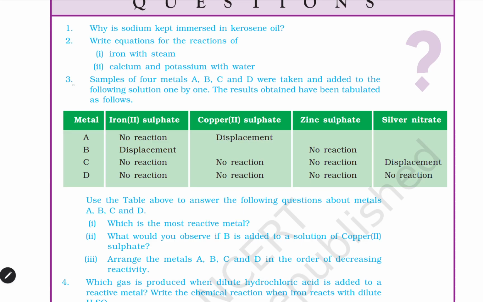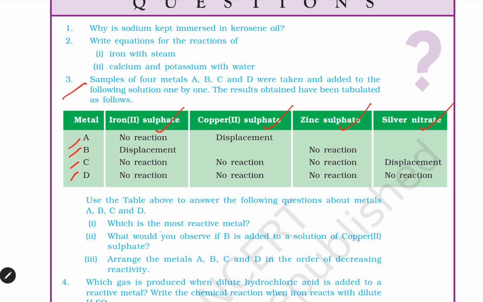So coming to the third question, samples of 4 metals A, B, C, D were taken and added to the following solutions one by one. The results obtained have been tabulated as follows. So how many metals are taken? A, B, C, D. 4 metals we are taking, and we are showing that iron sulfate is taken, copper sulfate and zinc sulfate, silver nitrate. So for the first metal, no reaction, displacement like this, no reaction like this it is given. So use the table above to answer the following questions about the metals A, B, C, D.